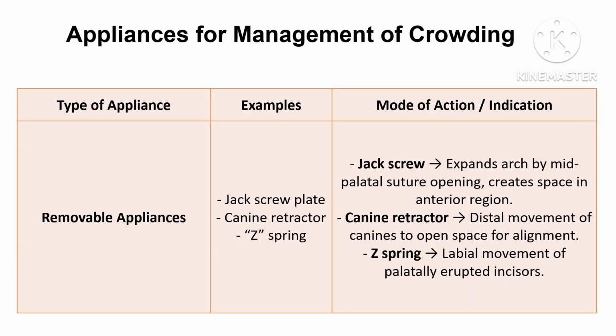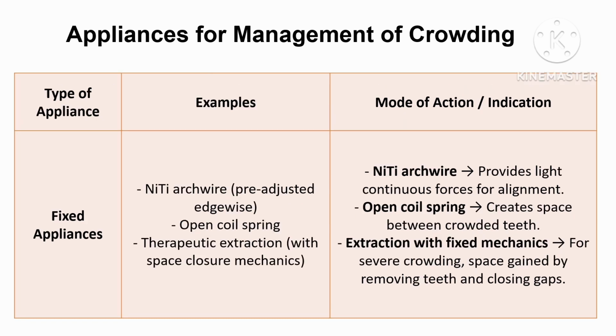When it comes to appliance selection, removable appliances such as jack screw plates, canine retractors, or Z-spring are effective for mild and localized cases, especially in anterior region, but they have limited control and rely heavily on patient compliance. Fixed appliances using nitinol arch wires, open coil springs, or full arch mechanics are preferred for moderate to severe crowding as they provide precise control, bodily tooth movement, and complete alignment.